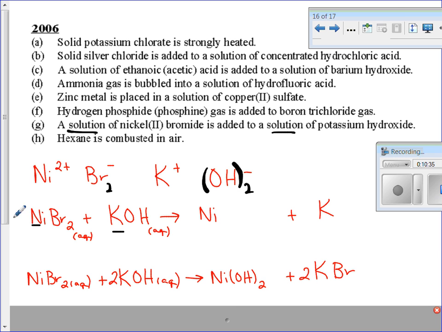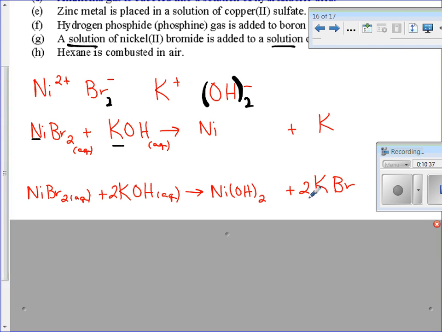So there we go. And then we need to balance, so I need a coefficient of 2 in front of the potassium bromide and a coefficient of 2 in front of the potassium hydroxide. Then I need to look up in the table. So group 1 metals are always going to be soluble. And then bromine is a halogen, and halogens are soluble as long as they're not with heavy metal bad guys. So I'm good both ways.